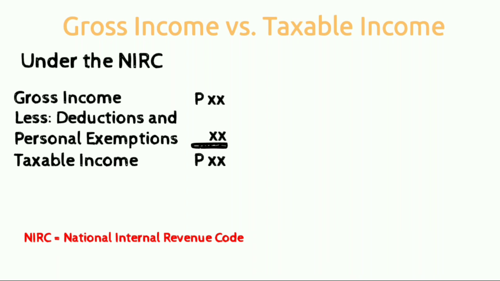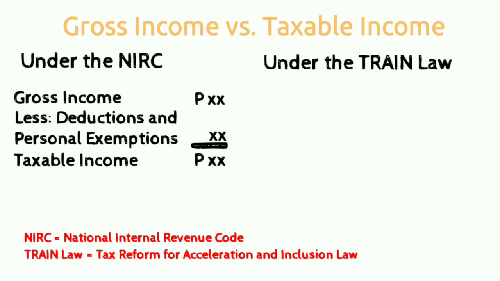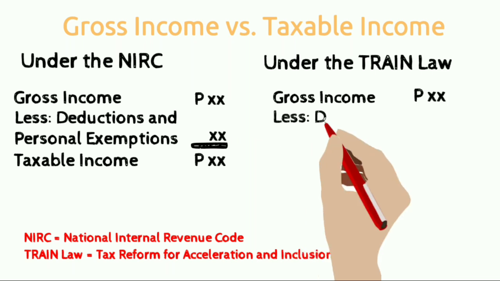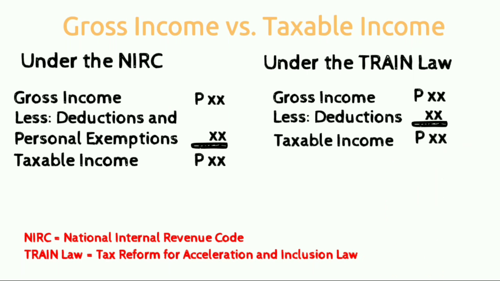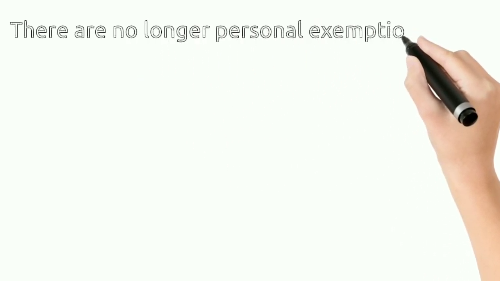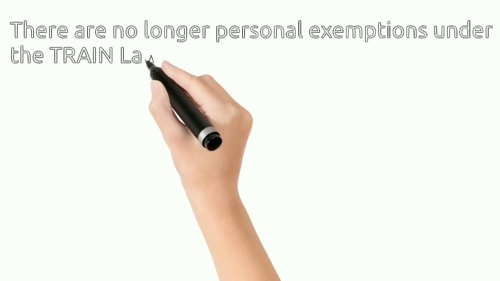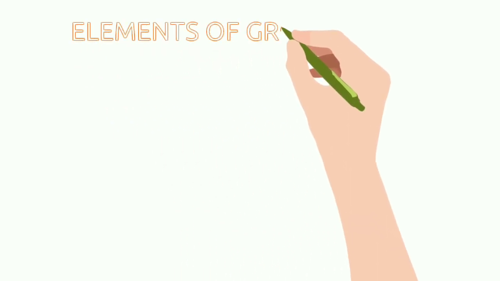Buo. Okay? However, under the TRAIN Law, the Tax Reform for Acceleration and Inclusion Law, which became effective on January 1, 2018, napalitan na yung formula to get taxable income. Ang formula na ngayon is gross income less deductions ay equal na sa taxable income. Yung personal exemptions kasi ay tinanggal na sa TRAIN Law. So meaning to say, ang susundin nyo na formula to get your taxable income ay gross income less deductions. Wala ng personal exemptions.